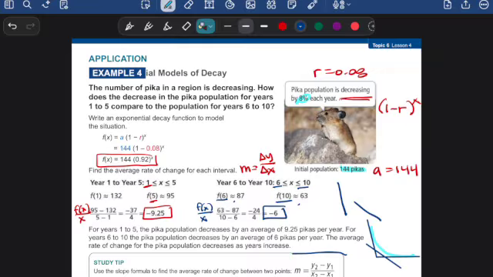So don't forget your slope formula. You should know that from pre-algebra. It's always the change in y, or the difference in y, over the difference in x.